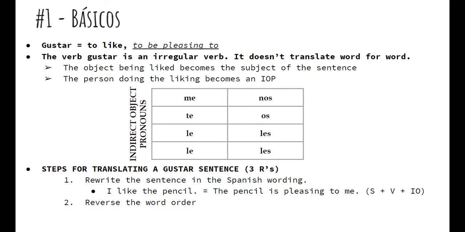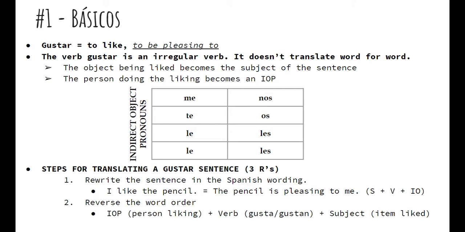Then the second R is going to be reverse the word order. So typically we have a subject verb in that order for word order, but for gustar sentences, it's going to be in the reverse. So you're going to have indirect object first, then the verb, then the subject. So then remember that indirect object pronoun is going to be the person who's doing the liking. And you're going to have your verb, which is going to be either the conjugation gusta or gustan, which we'll talk about which you'll choose here in a minute. Then you'll have your subject, which is the item liked.